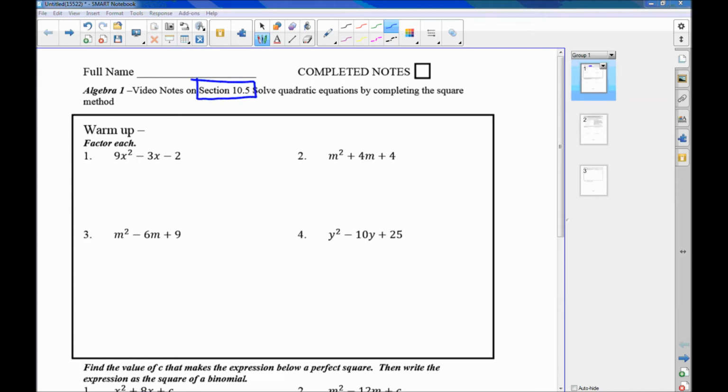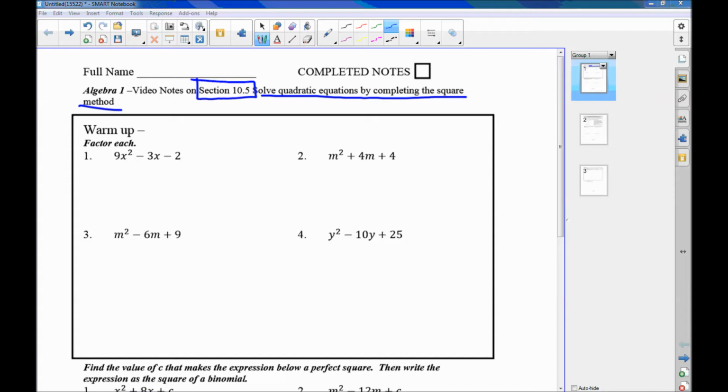Today we are covering section 10.5, solve quadratic equations by completing the square method. So this is our first algebraic way of solving quadratic equations that can't be factored, that have a b value. Last time we worked on ones where the b was 0, so it was a special case, but this works for all quadratic equations, including ones where the b is 0.